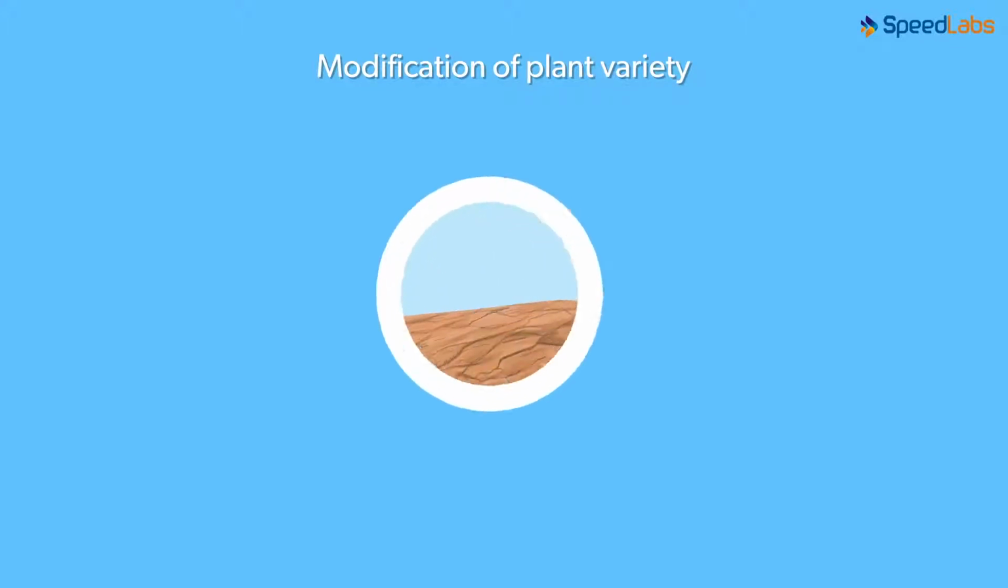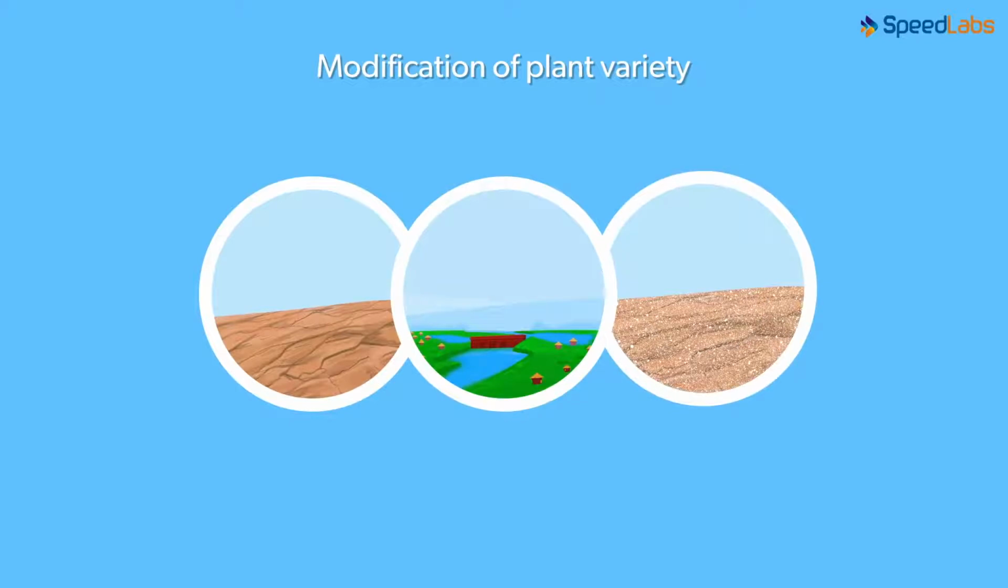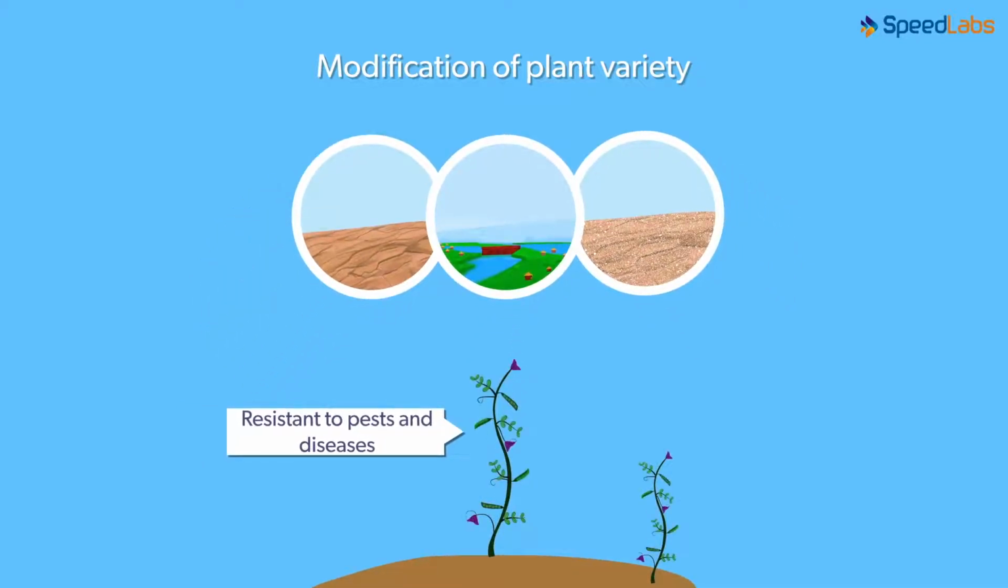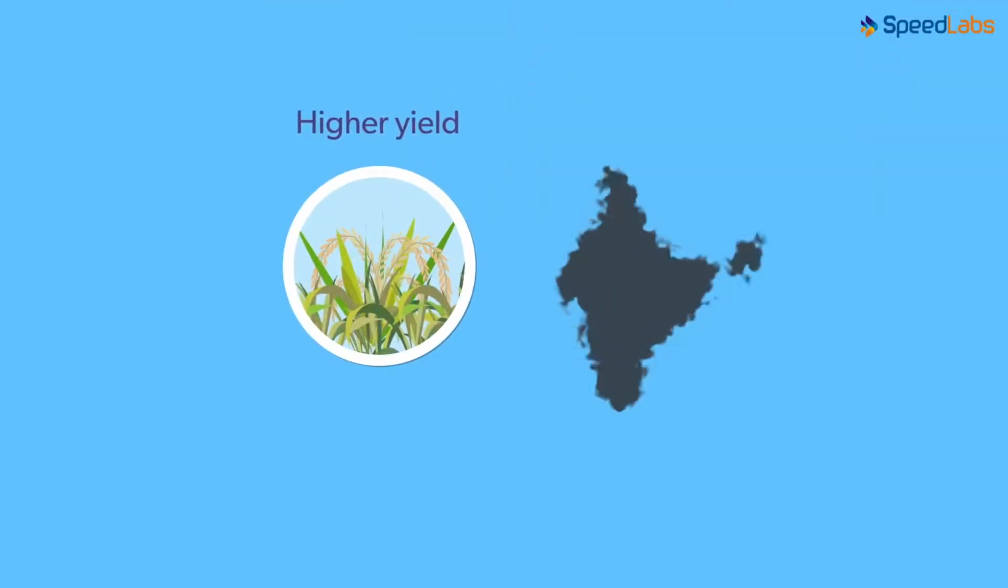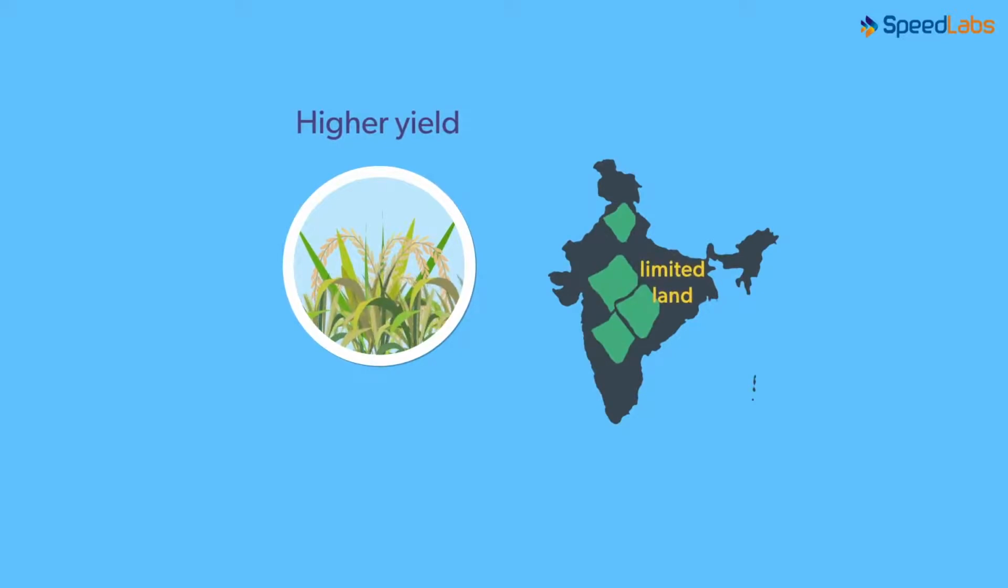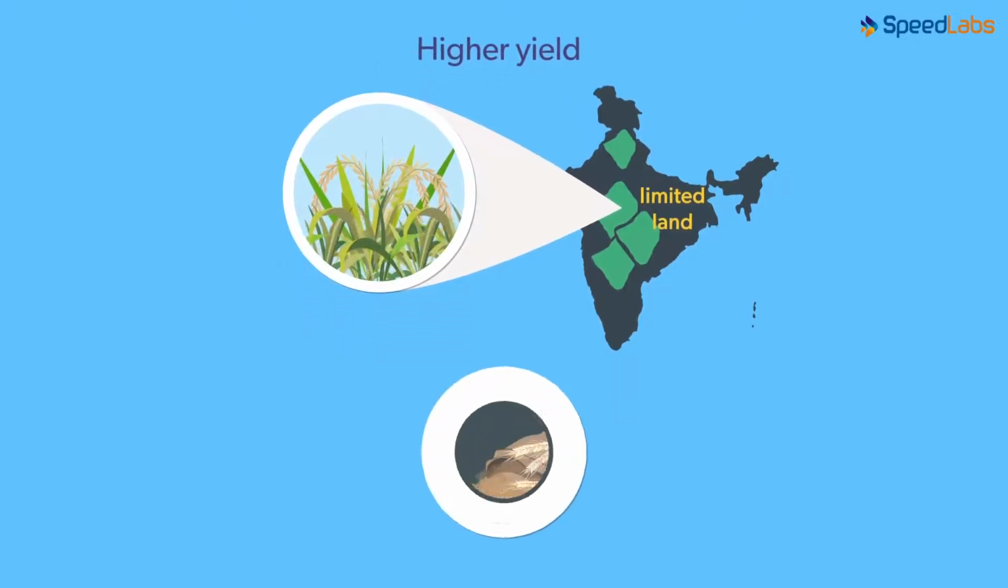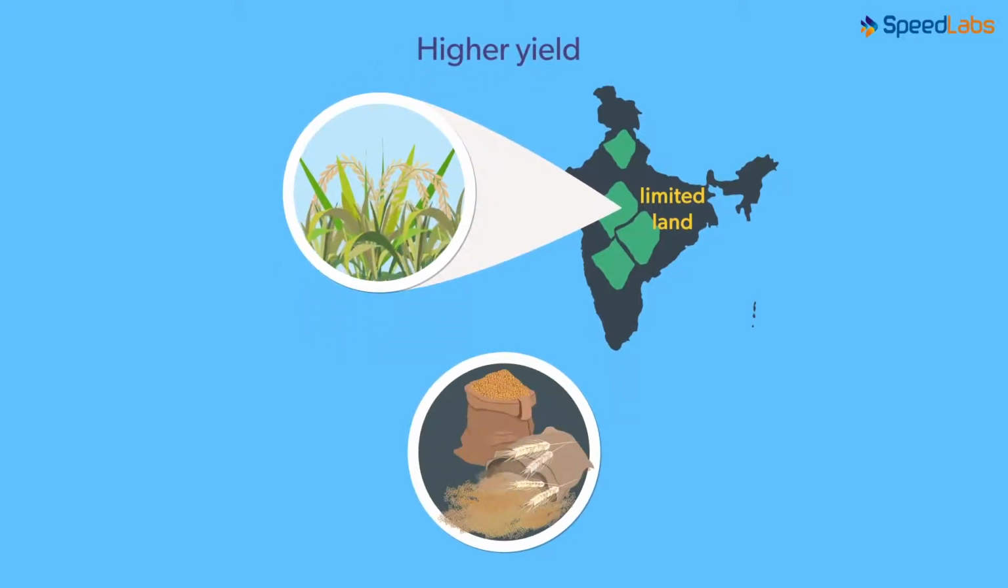Modification of plant variety helps to withstand adverse conditions like drought, floods, and high salinity of the soil. Plants that are resistant to pests and diseases can transfer this strength to other plants. Do you know for what factors crop variety improvement is done? Mainly for higher yield. As we studied, the land we have for crop growth is limited. We must therefore increase the amount of yield on the same land with better yielding crops.